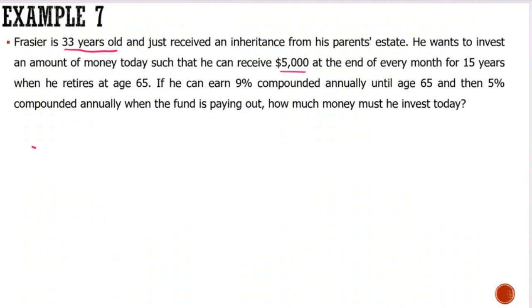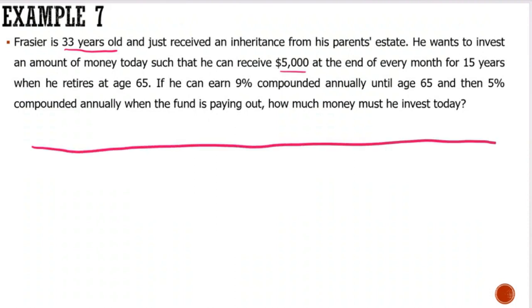Let us have the timeline. So this is the power of the timeline, guys. Okay, this is the power of the timeline. So now this guy, he's 33 years old now. Okay, for 65 years. So at the age of 65, because you are told that he retires at 65. And then if he has 9%, so your I here during this period is 0.09, and then it is compounded annually. So your M is equal to 1.